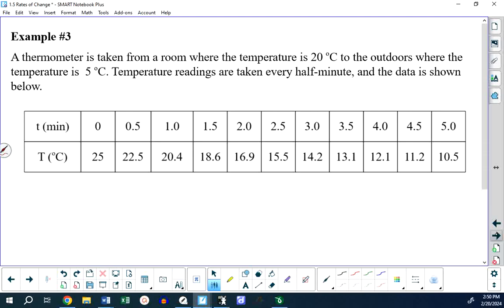And of course, it's no surprise that when you take that thermometer into the colder environment of the outdoors, the temperature starts to drop. I hope you understand, particularly if you've taken Math 30, that this temperature will continue to drop, but it's going to approach 5. There's going to be a horizontal asymptote at 5 degrees, because that's the temperature outside.